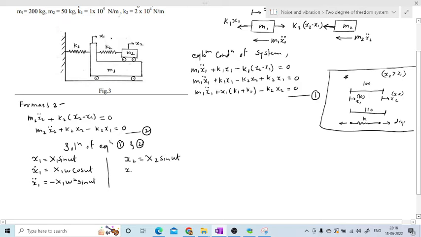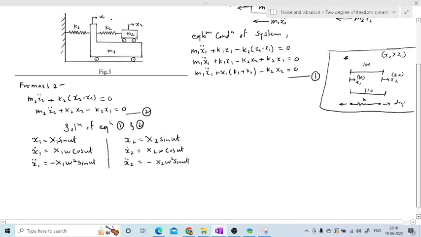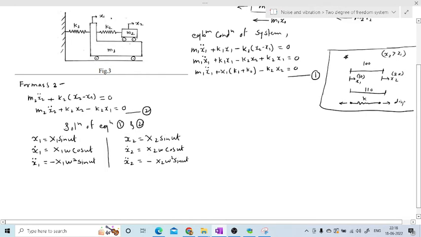So differentiate this x2 with respect to time. So x2 dot will be x2 omega cos omega t, and differentiation of omega t is omega. Now again differentiate. So x2 double dot will be minus x2 omega square sine omega t. Differentiation of cos is minus sine, and omega t gives one more omega, so it becomes omega square. Similarly, I have written from this first one. Now put all these values into equation 1 and equation 2.